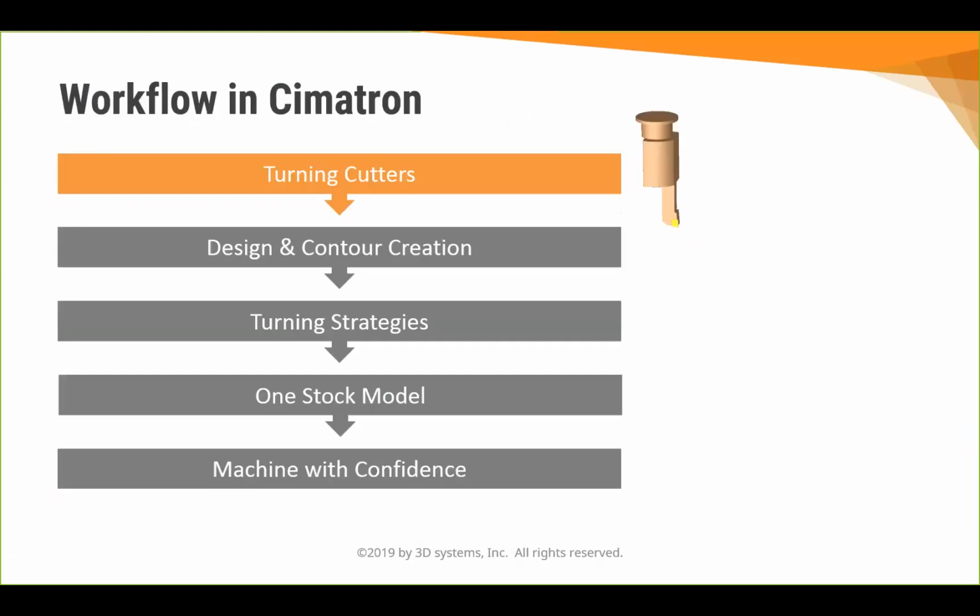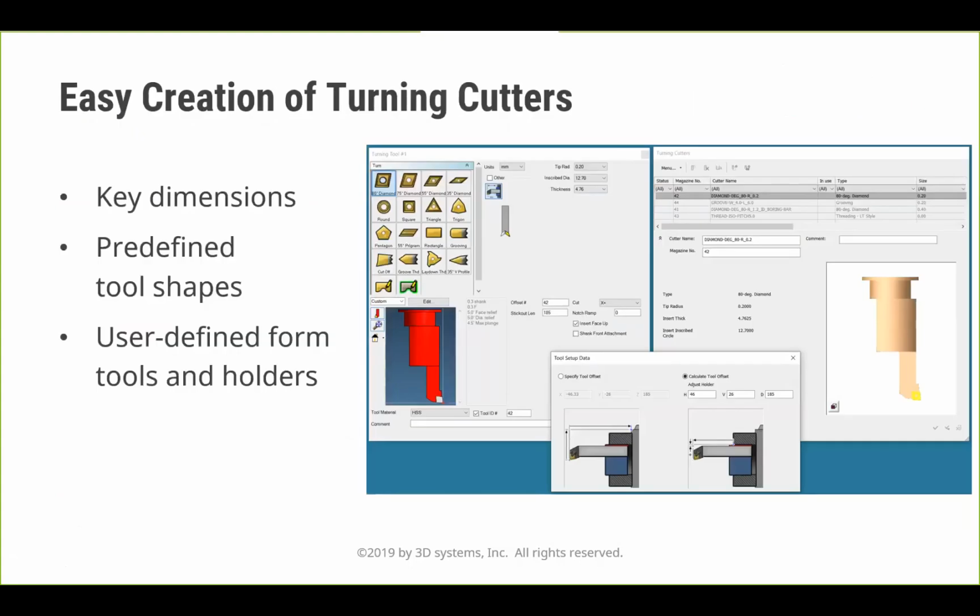I will go over the workflow in Cimatron. First, the turning cutters should be defined. We use the GibbsCAM dialogue for easy creation of cutters using key dimensions. There is a wide variety of predefined common tool shapes and holders, and it is also possible to define custom tools and holders. Once the tool is defined, it is saved in Cimatron's cutter list as part of the Cimatron environment.